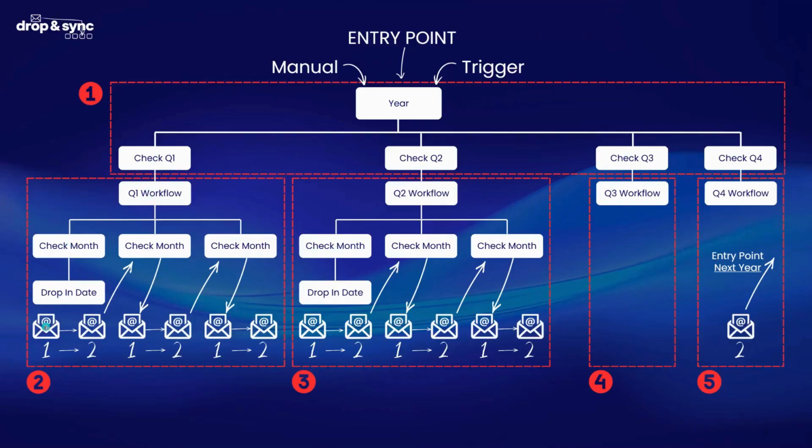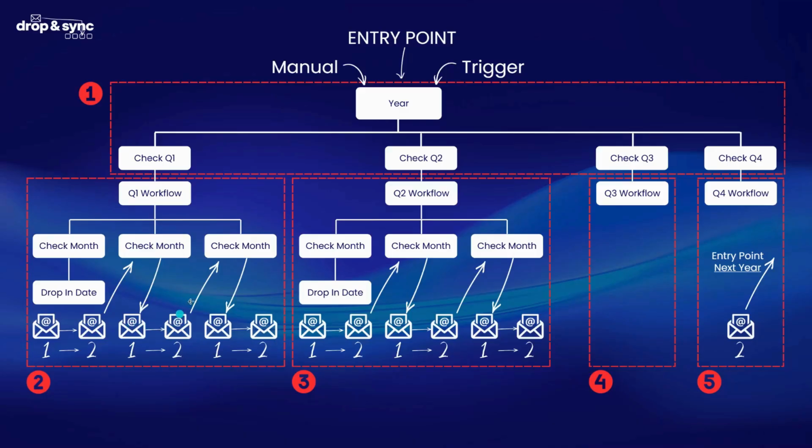And then they're going to sit and wait for the first Monday of each month. If they come in after the first Monday, they're going to come in through the year, come into the quarter workflow, come into the month. And if it's past the first Monday, they're going to drop over here to the third Monday and wait for this email to be sent. Once that email is sent, they're going to jump to the next month in the quarter and wait for the first email for the next month, which is going to be again on the first Monday.